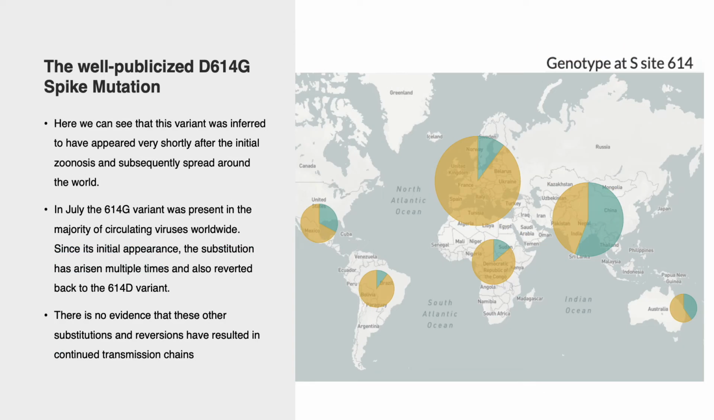We can see that this variant was inferred to have appeared very shortly after initial zoonosis and subsequently spread around the world. In July, the 614G variant was present in the majority of circulating viruses worldwide. Since its initial appearance, the substitution has arisen multiple times and also reverted back to the 614D variant. There is no evidence that these other substitutions and reversions have resulted in continued transmission chains.